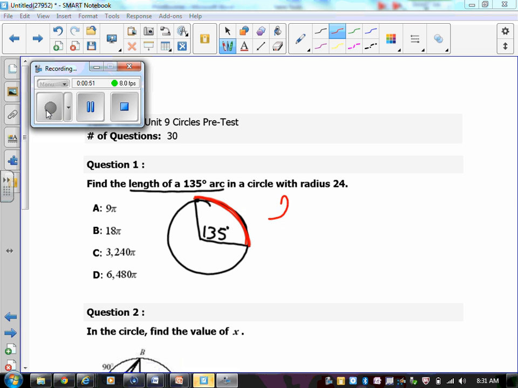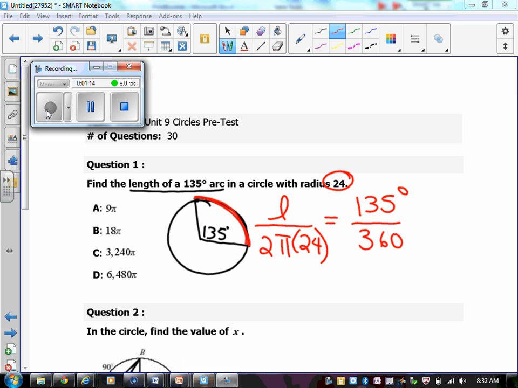So in this way, you have to set up a ratio. The length of this arc when it is 135 degrees is what you're looking for. You know that when it is a 360-degree angle, the whole circle is going to be 2 pi radius. In this case, the radius is given to be 24. So I'm going to put 24, and all you have to do is cross multiply and get the answer.